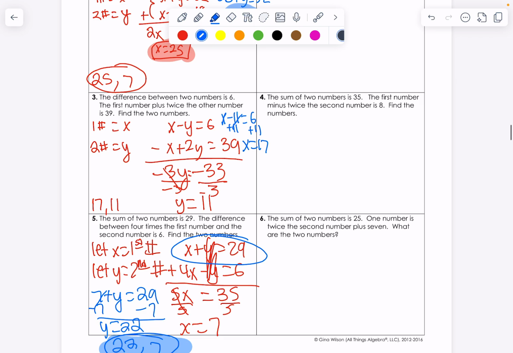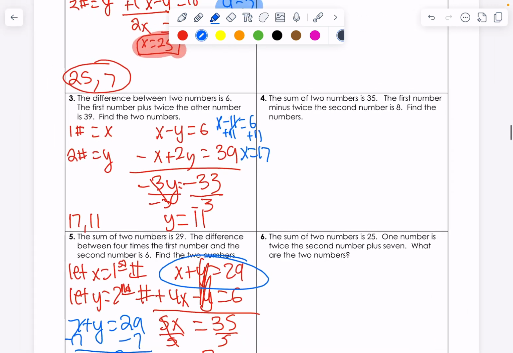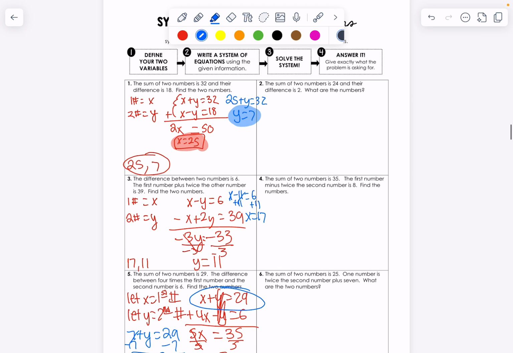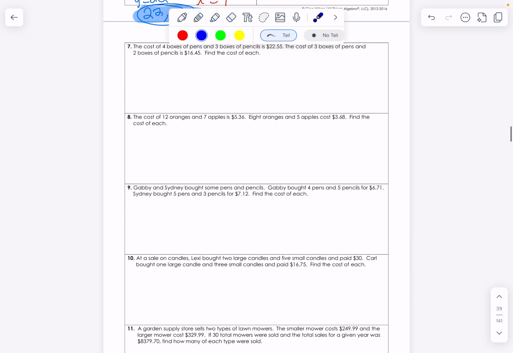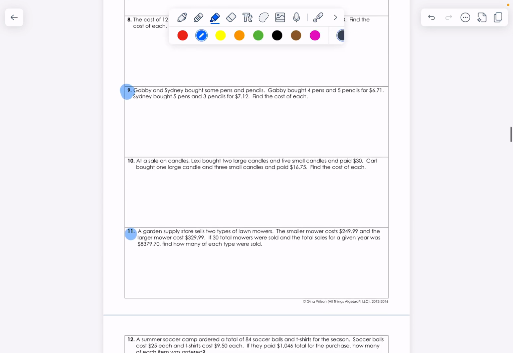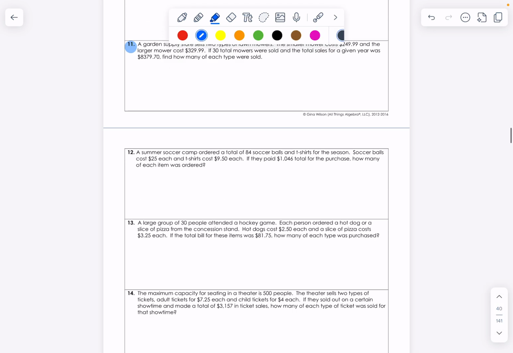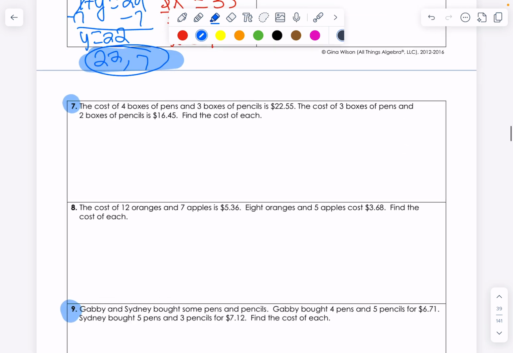Hopefully these aren't too bad. I think the sum ones are pretty easy. But again, define our variables, let our first number be x, second number be y, write your system of equations using what they give you, and then solve it. And then finally restate your answer depending on what it is. So let's move on. We are going to solve number 7, number 9, and number 11 on this page, and then I will give you instructions for what to do afterwards.